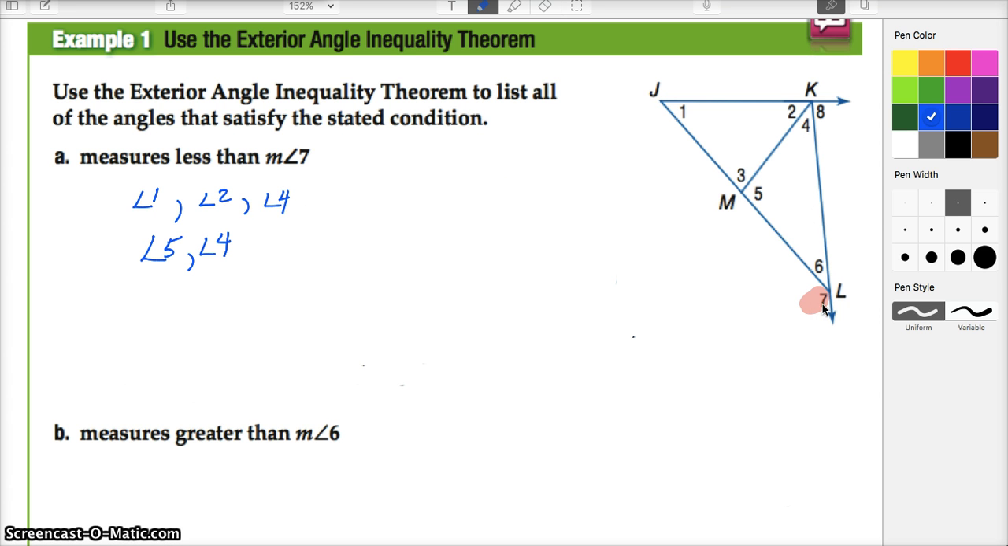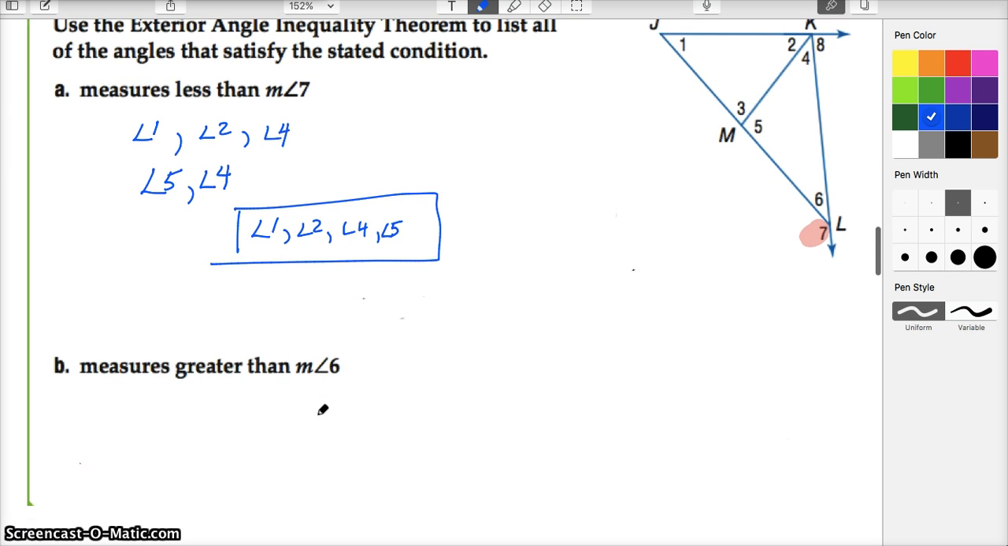And then when we look at this triangle, this angle here, and this triangle, it's 5 and 4. And so basically the ones we have are angles 1, 2, 4, and 5. We can definitely say that 7 is greater than those. All right. So what else can we talk about?